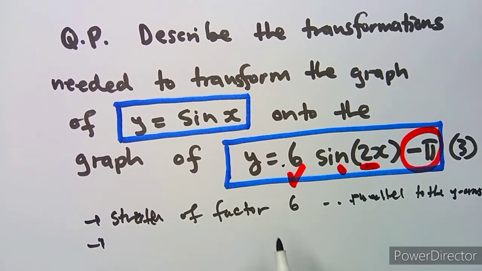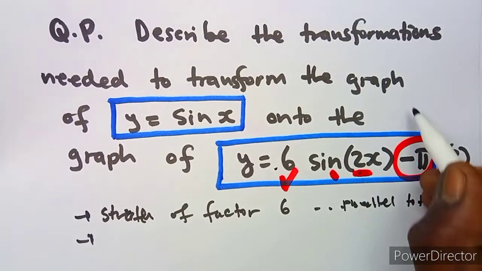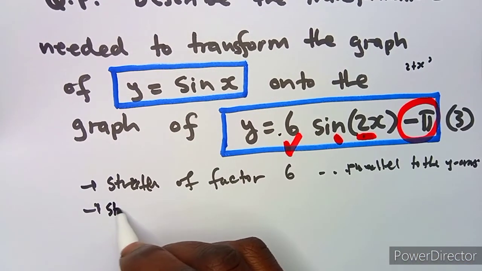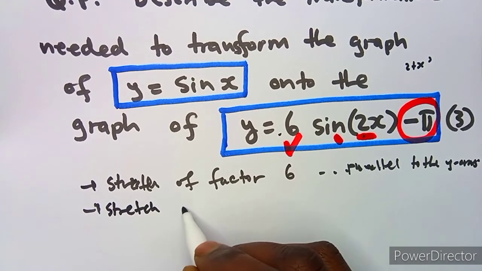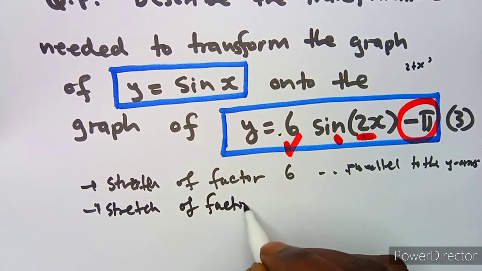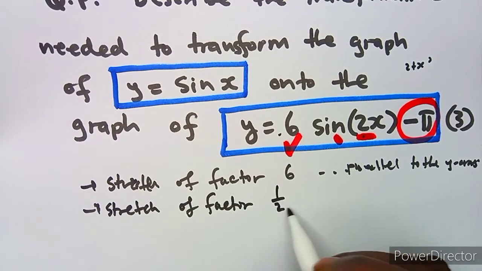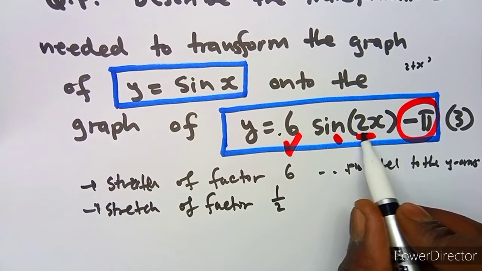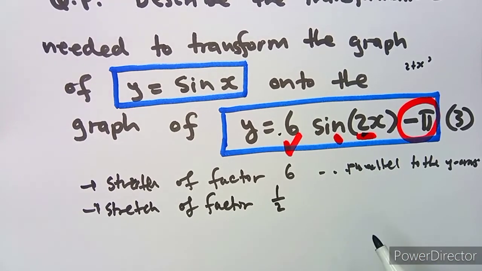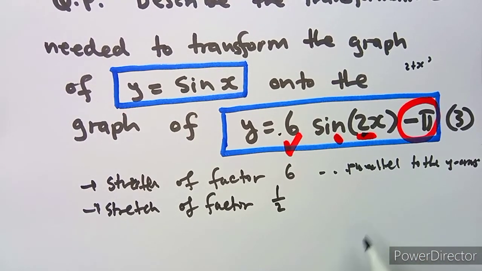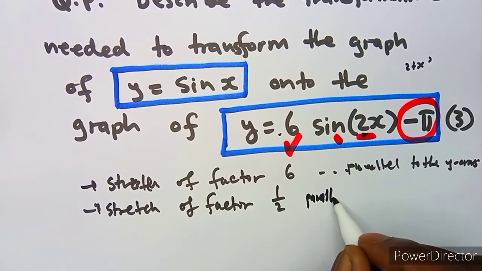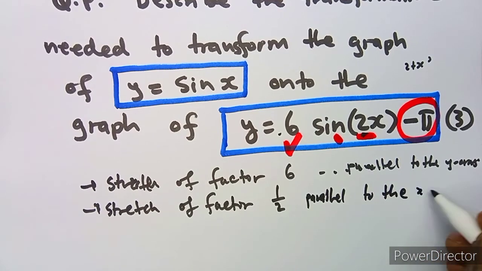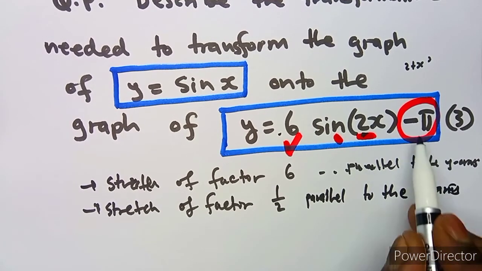So this one, we have got a stretch again, because it's multiplying. This time it's not 2 plus x, it's 2x, it's multiplying, so it's a stretch. So you need to locate all this. So it's a stretch of factor 1 over 2. You divide 1 over this value that is affecting x, which is 1 over 2. This one is parallel to the x-axis, this time, because it's affecting x. All right, what about the minus pi?